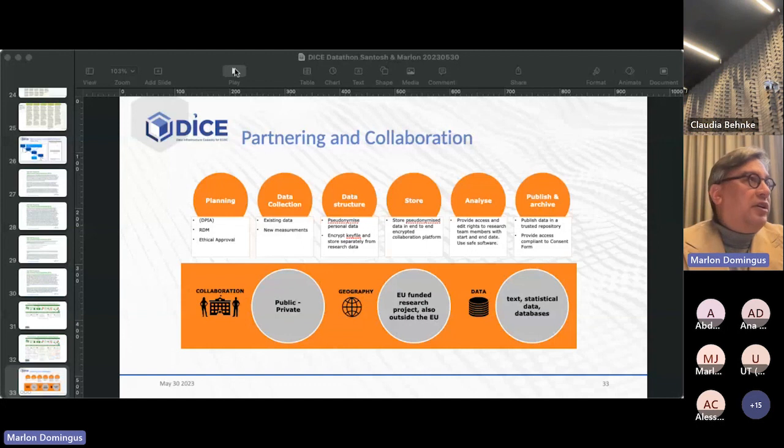What is the nature of the collaboration? What is the nature of the geographical aspects of the partners in the group? And what is the nature of the data? Fill in these boxes and then come up with what you should do during planning and data collection, data structure, and so on, just to make it very practical. This is your one pager that you can actually use for your work package or your research group. There's a very limited set of measures and things you can do, so in most cases there will be some overlap, but this is a very practical way to look at things.